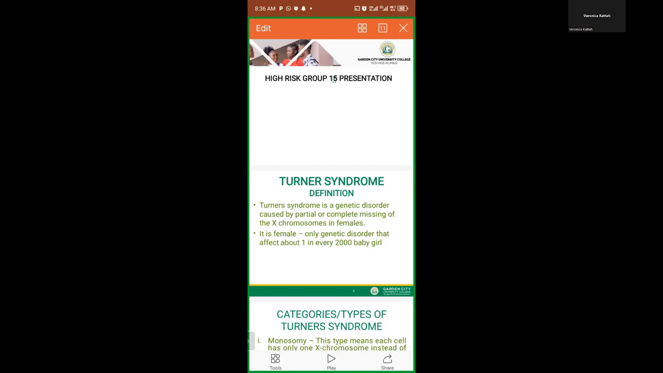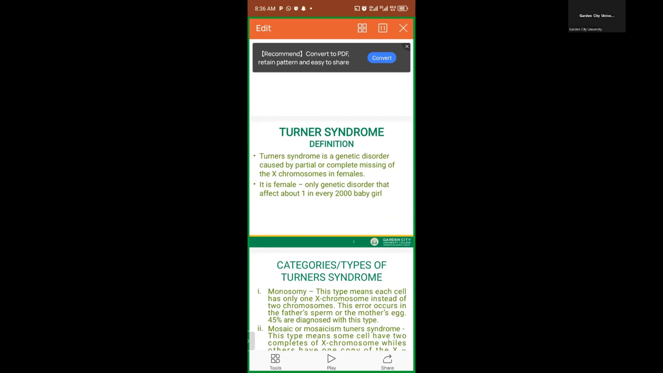Please, our topic is on Turner syndrome. And the definition is, Turner syndrome is a genetic disorder caused by partial or complete missing of the X chromosome in females. It is a female-only genetic disorder that affects about 1 in every 2,000 baby girls.